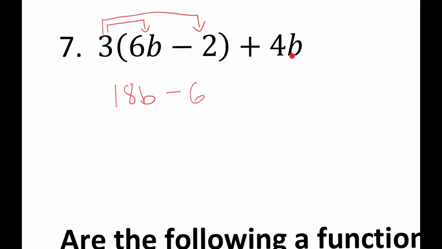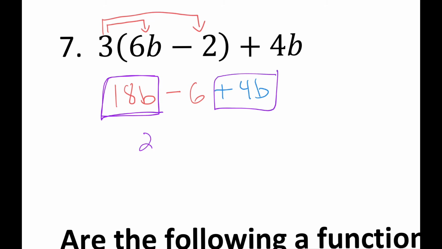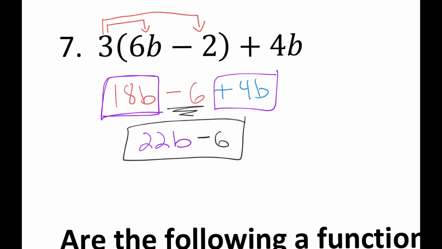Now this one, the positive 4b, is not inside the parentheses, so you just bring it down. You don't do anything to that yet. So there's a plus 4b. And we do have like terms. Like terms are the ones that have a variable, the letter b. So 18b plus 4b, that's going to be 22b. You add, because they're both positive. And then you have a constant, the minus 6. We don't have another constant, so you just bring it down, minus 6. And here's my answer. Those two terms are not like terms, the 22b and the 6, because 22b has a b and the minus 6 doesn't have a b.